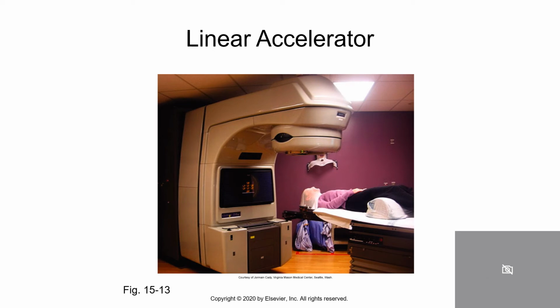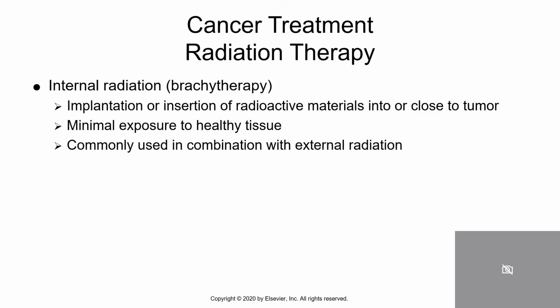That's a linear accelerator. And then the internal radiation, which I do want you to be familiar with the term brachytherapy, is when that radioactive material is implanted or inserted either into or very close to the tumor with minimal exposure to healthy tissue. And again, most effective treatment is going to usually involve a combination. So in this case, a combination of types of radiation, just like with the chemotherapy, it involved a combination of different types of chemotherapy.